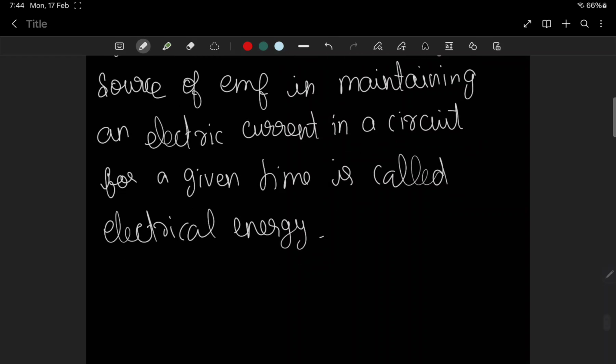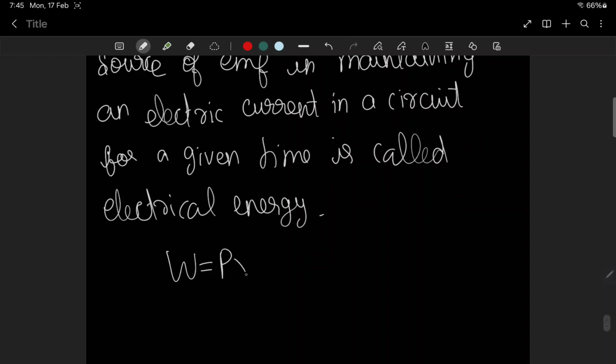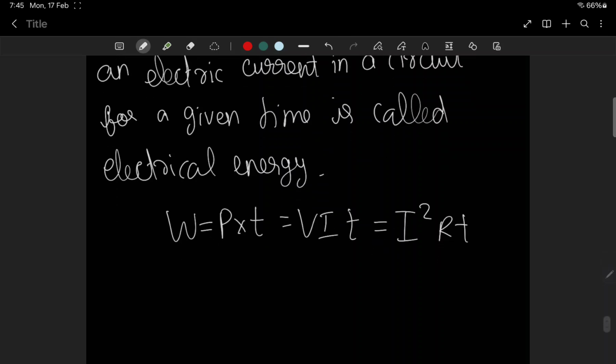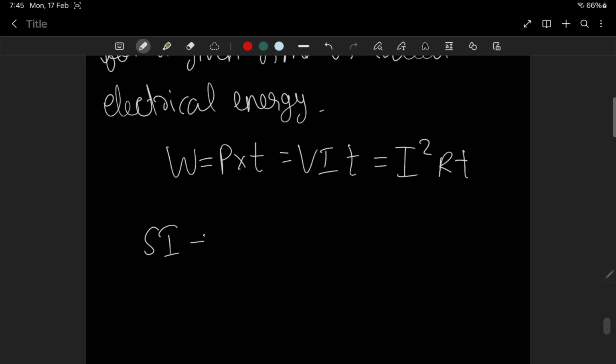Okay, V is equal to PT. P is power into time, that is VIT. It's not Vellore Institute of Technology. And I square RT, these are very famous. This is also heating. SI unit is what? Joule. That's work. SI unit is joule.